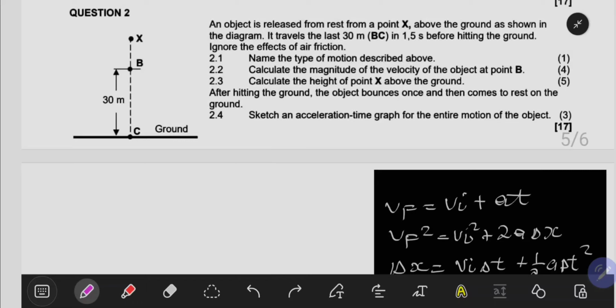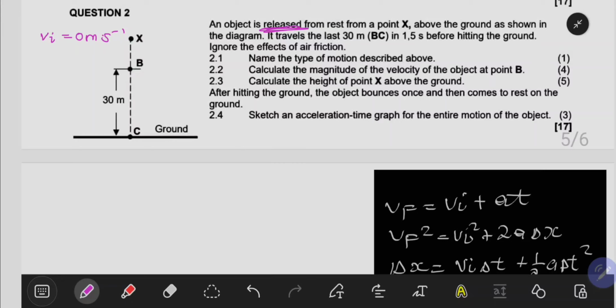All right, so before we can answer this question, we have an object which is released. When you release an object, you don't apply any force to it, so we know that the initial velocity of the ball at point X is 0 meters per second. When you release the ball, or when you're dropping the ball, the initial velocity is 0 meters per second. So we know the initial velocity of this ball at point X.